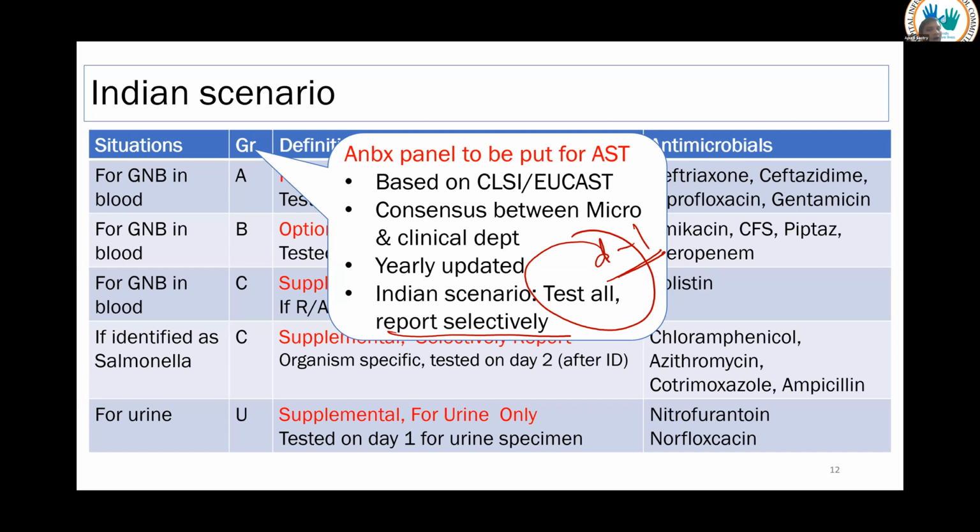If you do not test all on day one, you will face a problem when you develop an antibiogram, because an antibiogram cannot be developed on selectively tested antibiotics. An antibiogram has to be developed only when the antibiotics are tested for all isolates. So for that reason, you should not do selective testing.